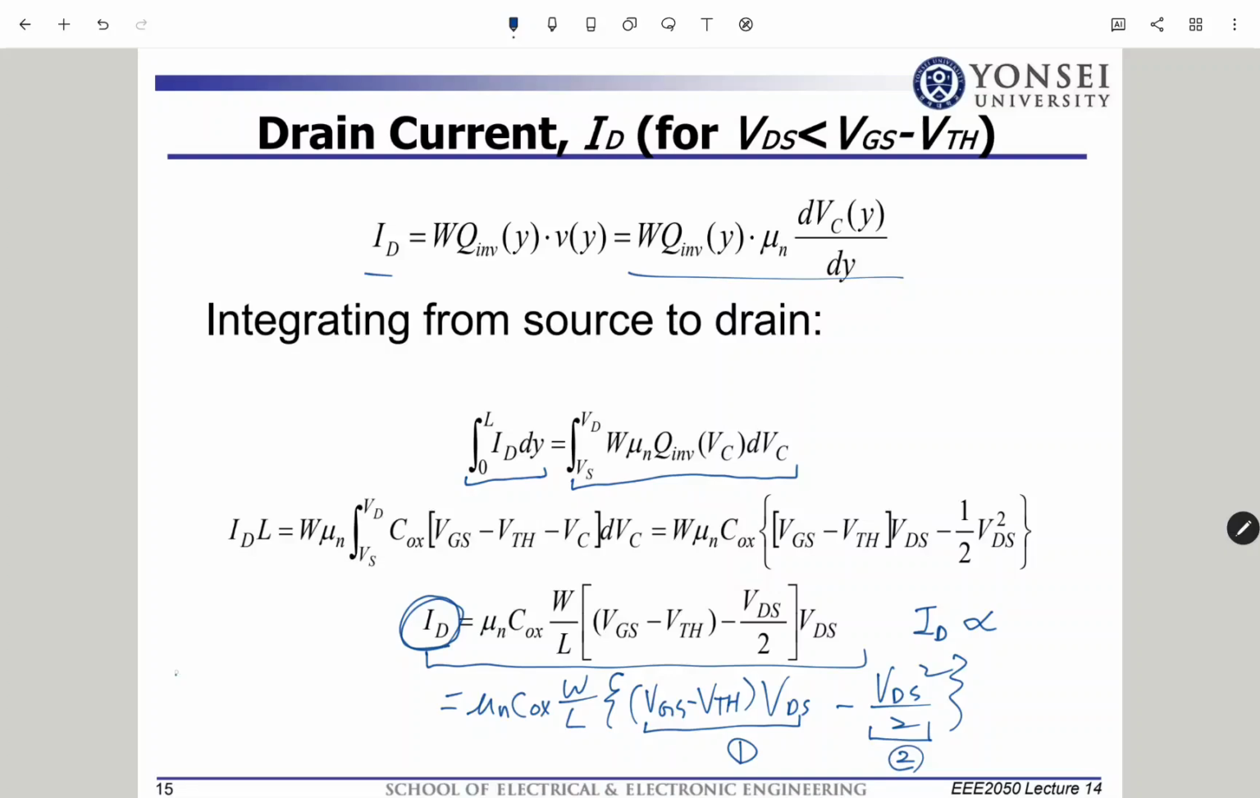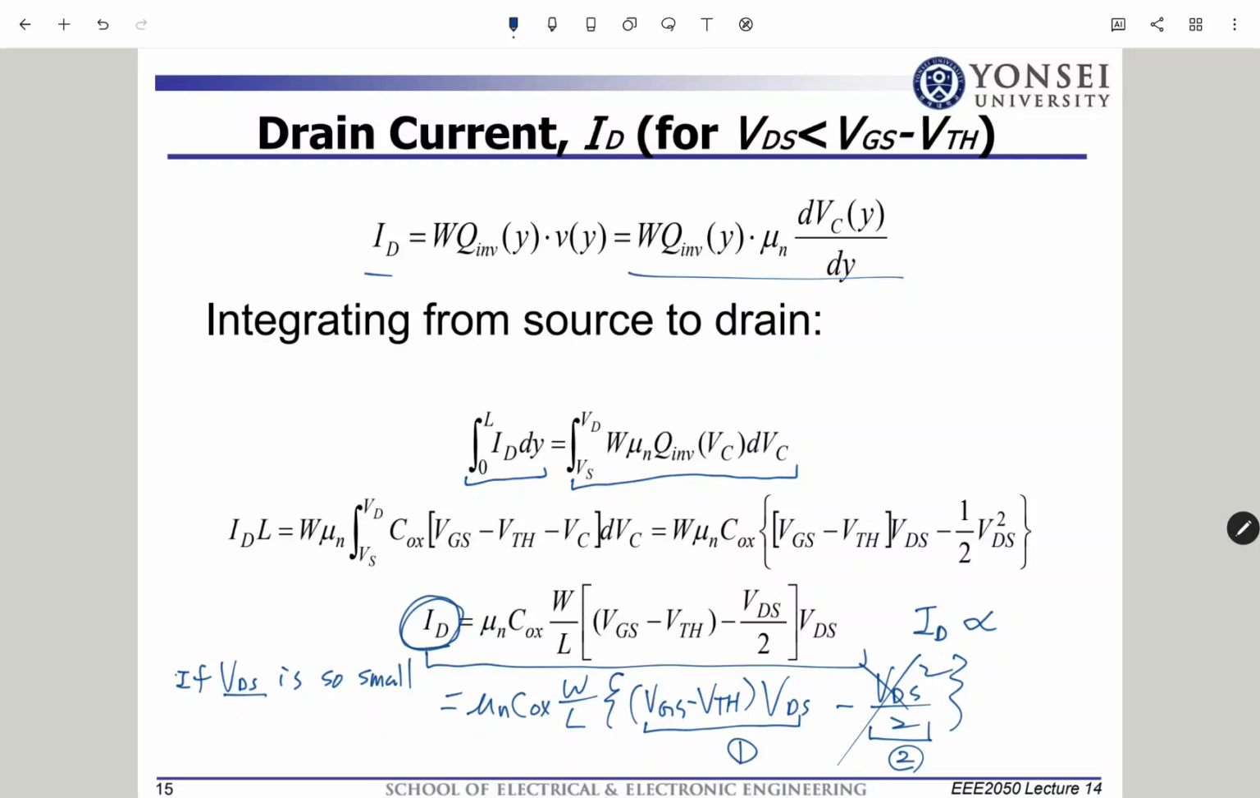If VDS is so small, then which term is bigger? You tell me. Which term is more dominant between the first term and the second term? If VDS is so small, the first term. So can we eliminate this part? Then can we say that when VDS is so small, this region is linear? Yes, of course.